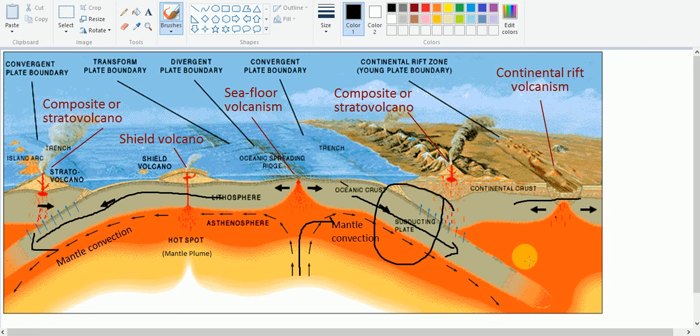So this is about plate tectonics. Any question from your side? Boys and girls?